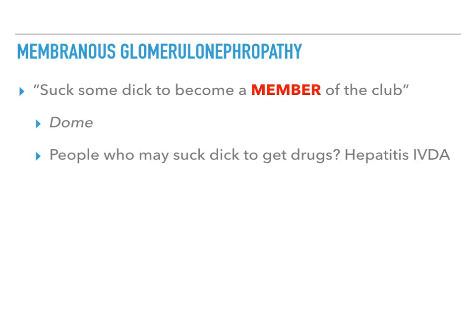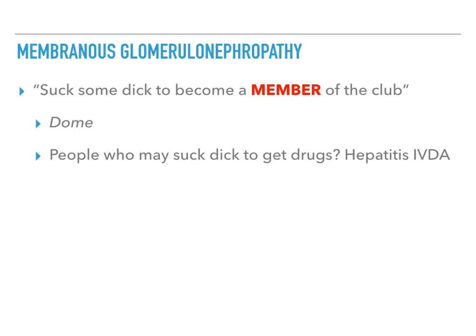Well, that's membranous. And who might be prone to performing sexual favors in alleys on the street in order to score some drugs? Well, that would be someone who might have hepatitis from some IV drug abuse. That's a pretty bad stereotype, I will say it, but it's just purely to remember this. So suck some dick to become a member of the club. Who's sucking dick? That's dome. Member of the club? That's membranous.